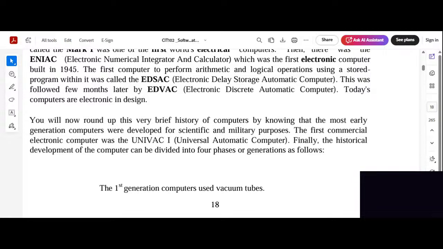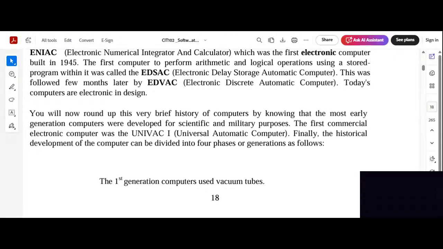and the use in the military. So they were serving the purpose of advancement in science and also automation of things in science and in the military. But the first computer that came out usable for business operation, for commercial purposes, is the UNIVAC 1, Universal Automatic Computer. That is the one that came out as the first commercial computer.